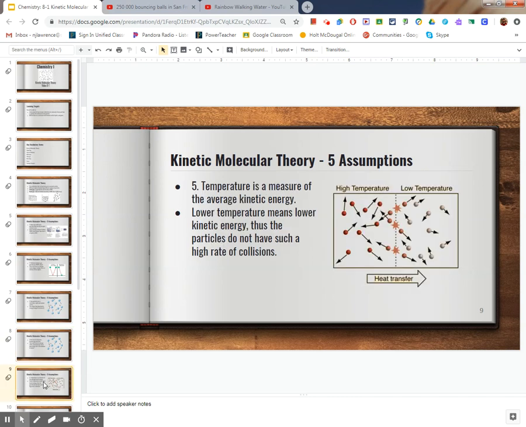And then the fifth assumption, which is actually a huge key idea here, is that temperature is not a measurement of heat, but temperature is actually the measurement of the average kinetic energy. This is a huge idea here. When you look at the temperature of a room, you're not really measuring the heat. You're not really measuring the thermal energy. What you're actually measuring is the movement, the speed at which the particles are moving. This is pretty mind-blowing, actually.